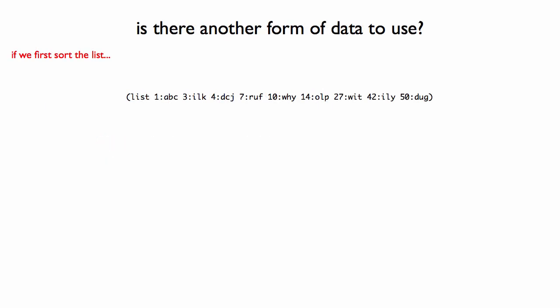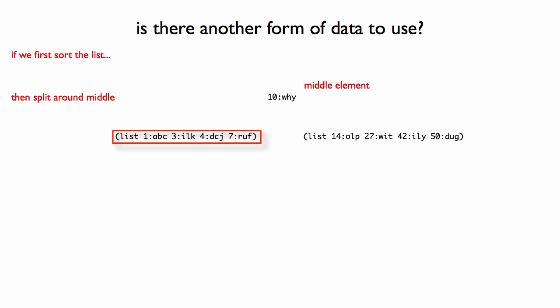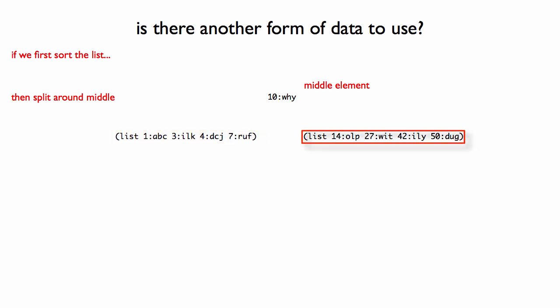But here's another idea. Let's imagine that we start with a sorted list. And then we'll take the middle of the list. In this case, that's 10. We'll take the middle of the list and we'll sort of split the list around the middle so that we leave the middle up top like this. On the left-hand side, we're going to put everything that came before the middle. And on the right-hand side, we're going to put everything that came after the middle.